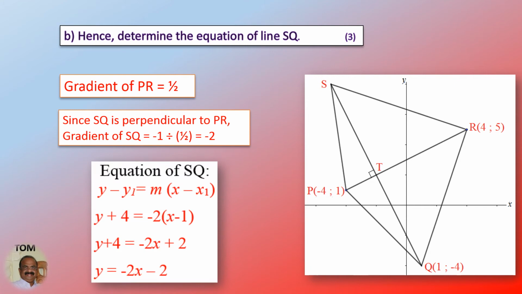Now, we write the equation of SQ using the formula y minus y1 equal to m times x minus x1. We have the gradient of SQ. We have 1 point Q, 1, minus 4. So we carefully substitute into the formula. And then we simplify and get the final answer. Y equal to minus 2x minus 2.